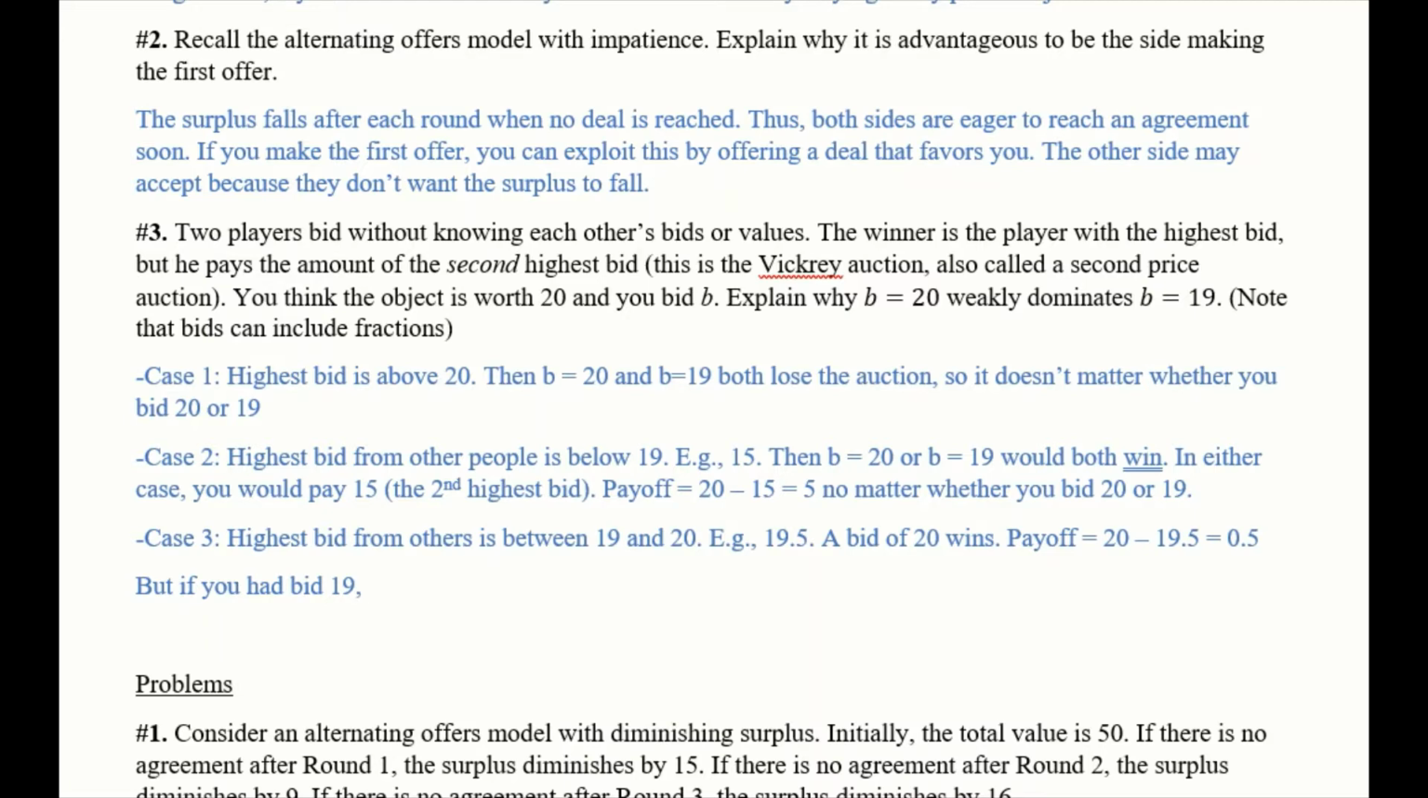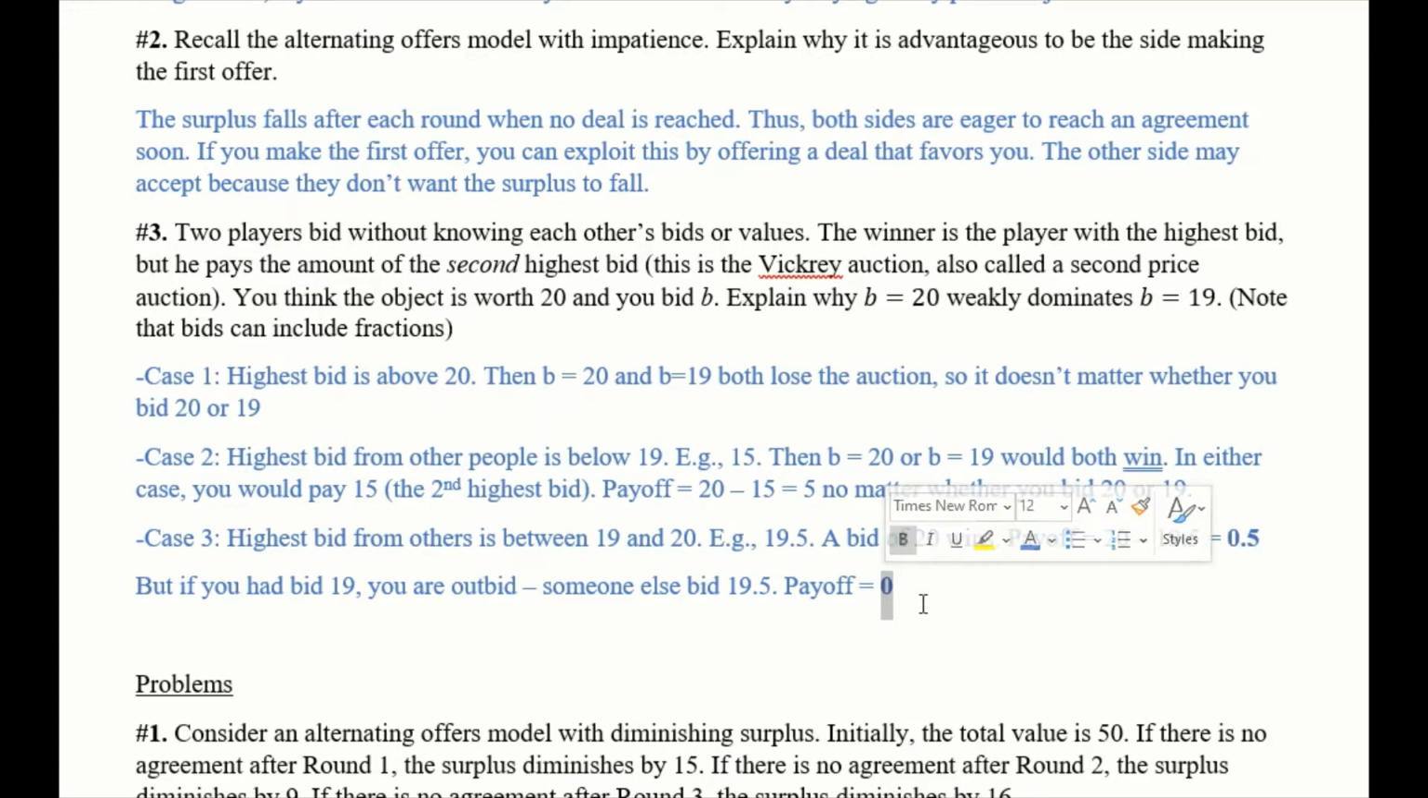Now, if you had bid 19 instead, you lose the auction. A bid of 19 loses to a bid of 19.5. As a result, your payoff is going to be 0. You don't get anything, but then you don't pay anything either. So what does this mean? Well, a bid of 20 in this case gives us a higher payoff than the bid of 19.